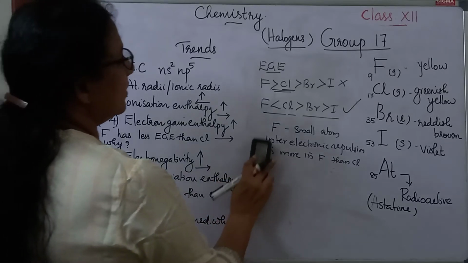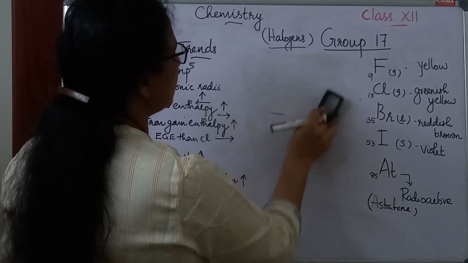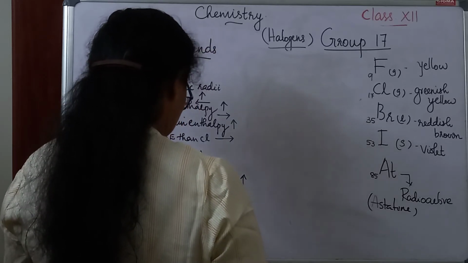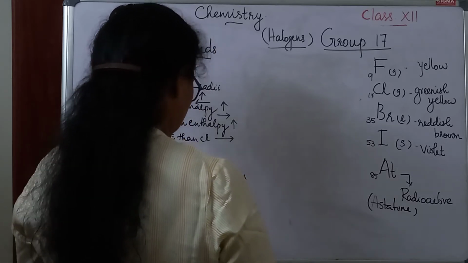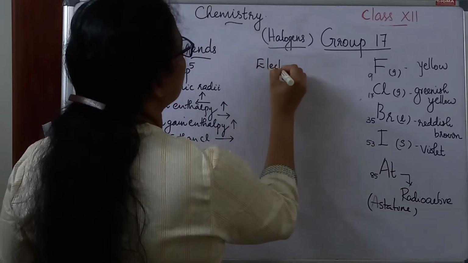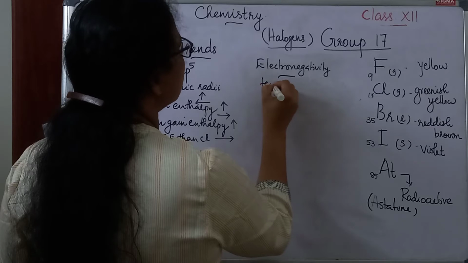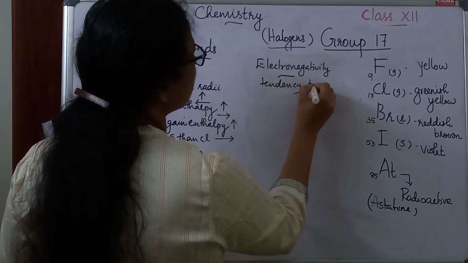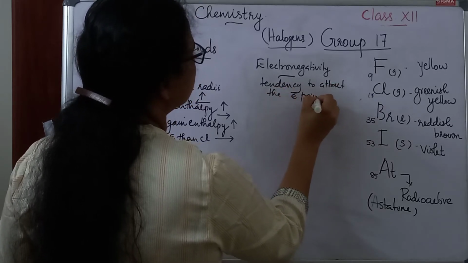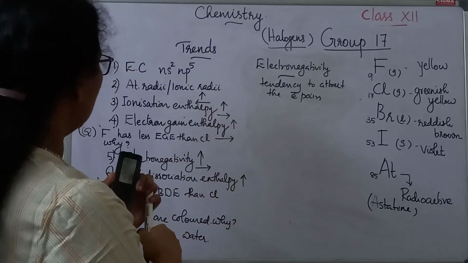Then comes the next trend, that is electronegativity. Electronegativity is the tendency to attract the electron pairs towards it. The tendency to attract the electron pairs towards it, that is called electronegativity.